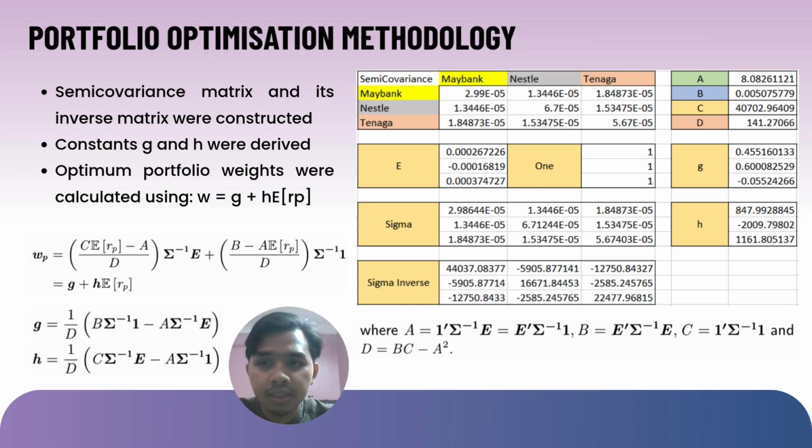Next, the sigma and inverse sigma matrices were constructed to measure the downside relationship between the assets. Using these matrices, the constants A, B, C, D and vectors G and H were derived. The optimum portfolio weights were then calculated using the equation G plus H times the target return, based on the predetermined target return.